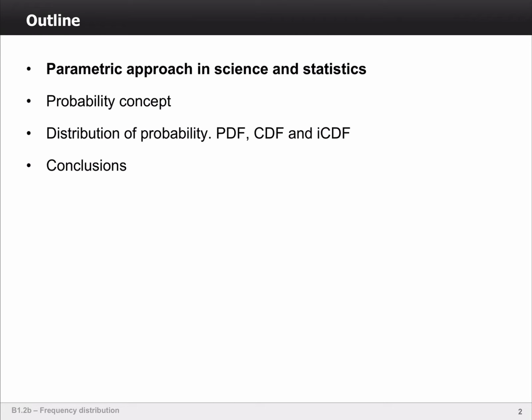In this relatively short lecture, we will discuss how to use theoretical distributions to describe random values. This approach is also called the parametric approach, and the first thing I would like to discuss is what the parametric approach actually is and how we use it both in science and in statistics. So let's start with the parametric approach in science.